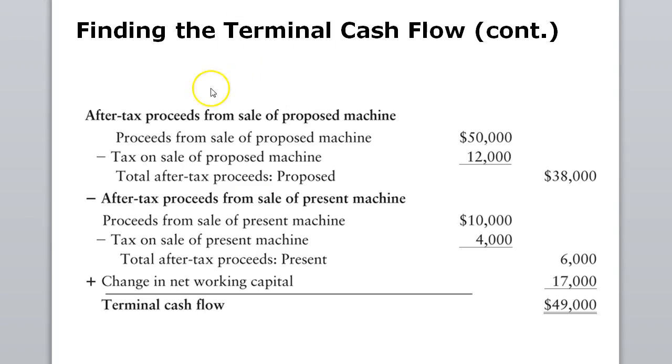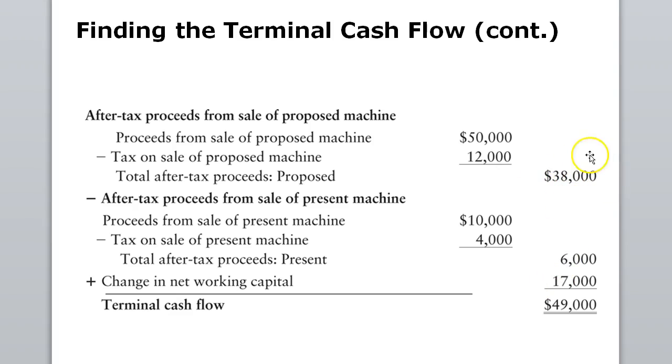So what this would look like is here's the proceeds from the sale of the proposed machine, minus the tax. So we obviously made a profit, so we're going to take out the tax. So here is our after-tax proceeds from the sale of the proposed machine. And then we want to subtract the after-tax proceeds from the sale of the present machine. So we sell the present machine for $10,000 minus the taxes we pay on that, so then we make $6,000 in the sale of the old machine. So we're selling both the new machine and the old machine. And then here's the change in working capital. We're going to get that $17,000 back.